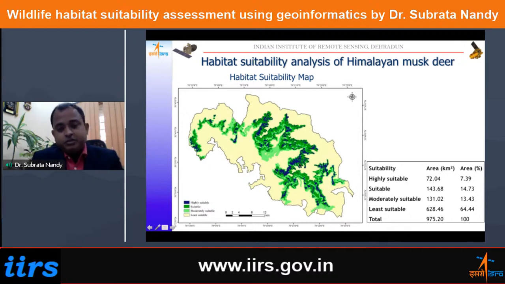When this kind of map is not there, it is very difficult to identify the areas which are highly suitable for the species, since we have only the points. So when the maps are there, they are a very important input for wildlife habitat management as well as conservation. And simultaneously, you can calculate the area under each class: of the whole area, how much is highly suitable, moderately suitable, or suitable for the species.